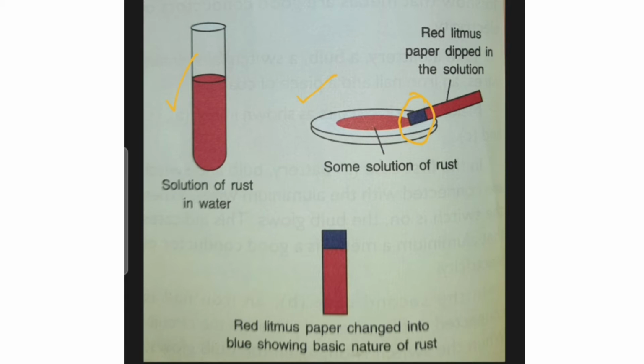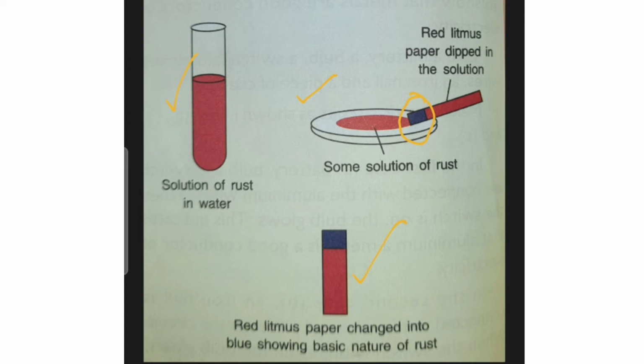So that proves that the rust, that is Fe2O3.xH2O, is basic in nature. That is why the red litmus turns blue. Any base can make the red litmus blue. That is why here the red litmus became blue.